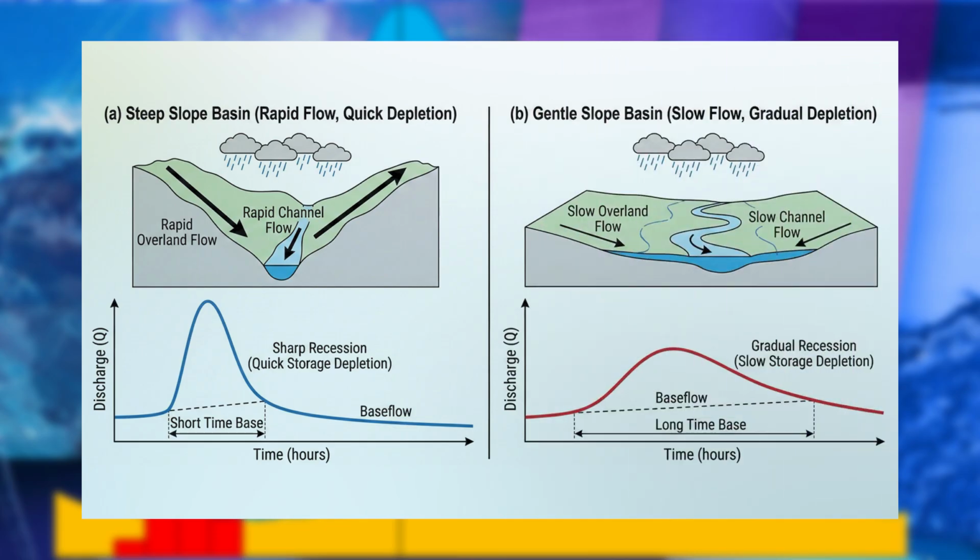Slope: the slope of the main stream and the basin surface controls the velocity of flow. Steeper slope allows water to move faster, leading to rapid drainage of storage water. As a result, steep slopes produce a sharp recession limb due to quick depletion of storage. The overall time base of the hydrograph becomes shorter. In smaller basins, steep slopes also contribute to higher peak discharge, since overland flow plays a more dominant role than channel flow.